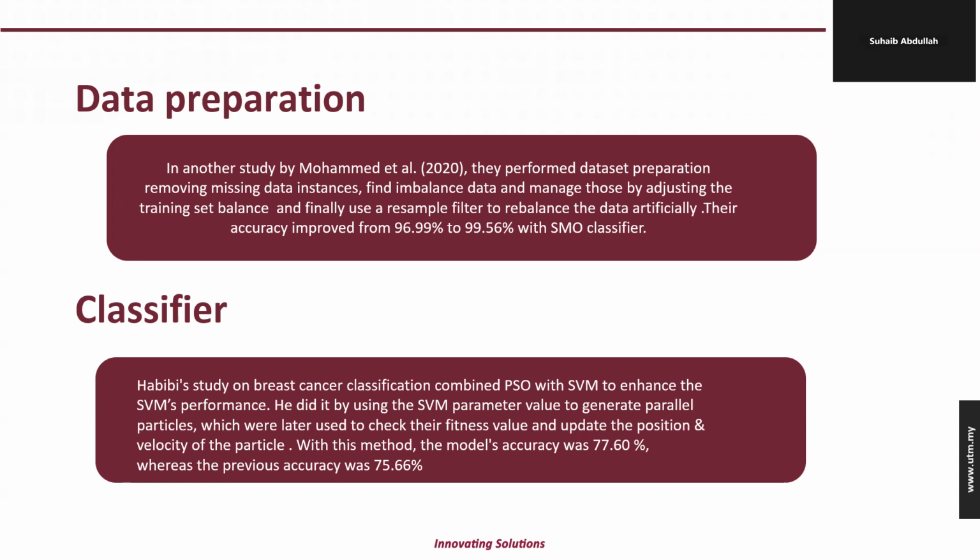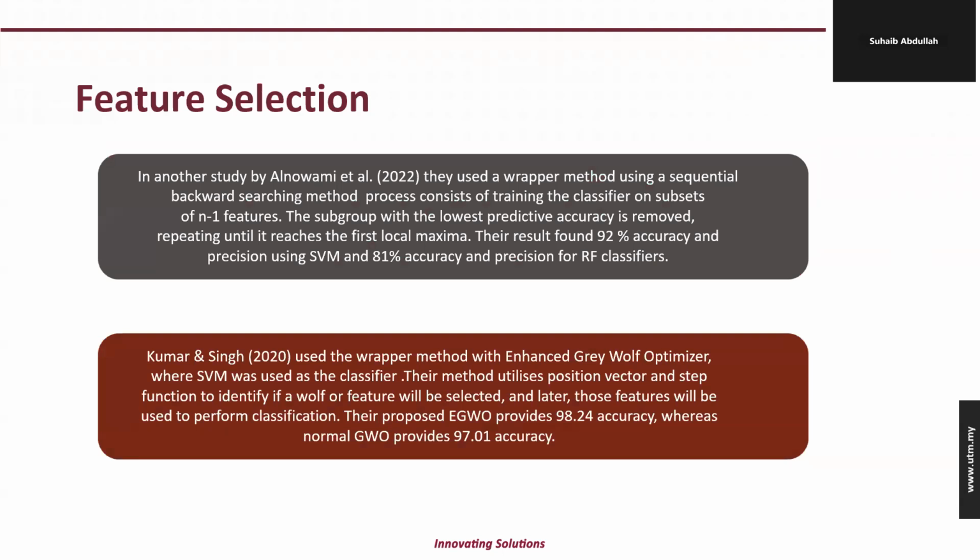Recently, much research has been done on hybridizing PSO for cancer classification. PSO can be used as a classifier, but mostly researchers use it with a hybrid classifier to enhance the performance of other classifiers. So there exists a space to perform classification using PSO alone. So next is feature selection.